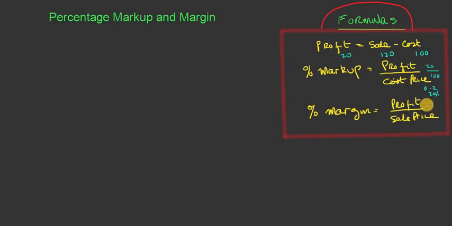The margin, well, that would be still 20, divided by the sale price, which is 120. That's going to give you 1/6, and if you type it into your calculator, you're going to get 16% or so. Anyway, let's get down to solving some of these problems.